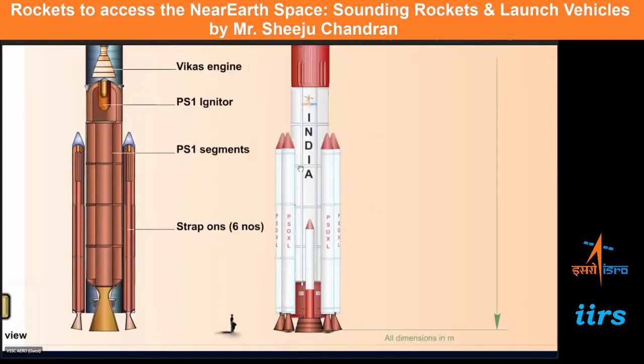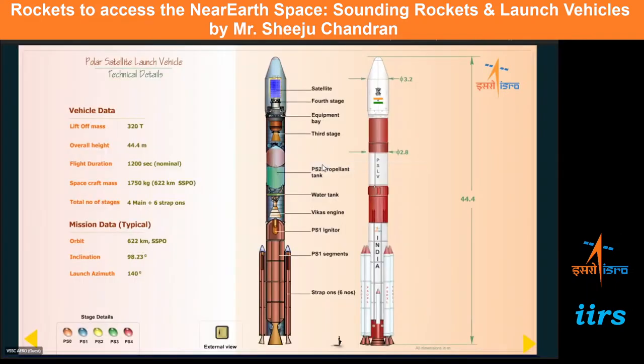So this is the kind of sizes we are talking about, because if you want to put some payload into orbit, the rocket has to be powerful. The rocket has to have sufficient energy. It should have sufficient quantities of propellant. If it has to encase sufficient quantities of propellant, it should be that much bigger. So that's why the launch vehicles are very, very big.